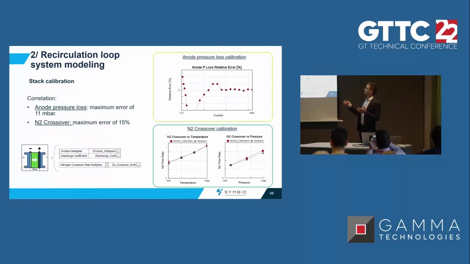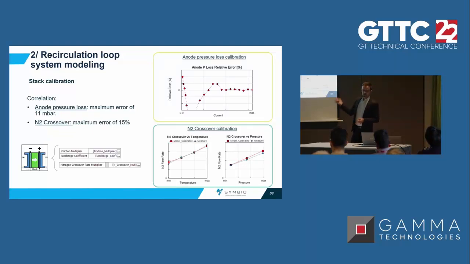So let's go into detail on how we calibrated the stack. We used the provided template by GT, and we calibrated two major things: the anode pressure loss and the nitrogen crossovers. So I'm only going to detail those two. We used the provided multipliers, so two of them for the pressure loss and one of them for the crossovers. The result of the calibration can be seen on the graph on the right.